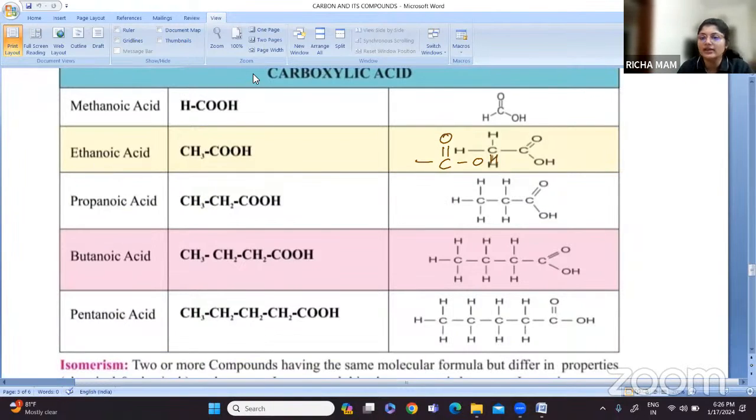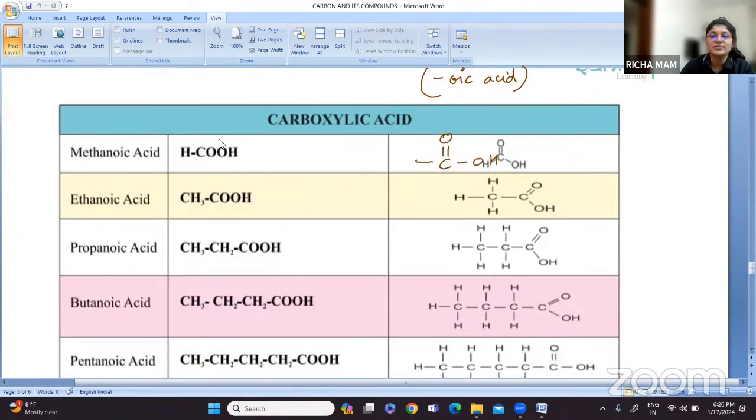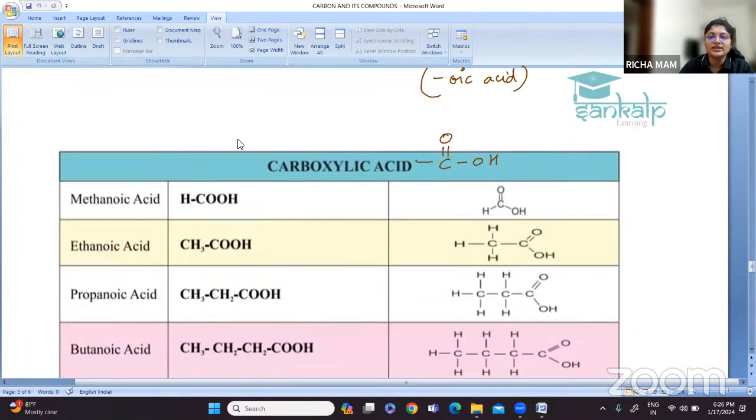So methane, ethane. What is happening? Your E will be replaced by oic acid. So methanoic acid. This is the structure of methanoic acid. Then ethanoic acid, CH3COOH. So this is ethanoic acid.